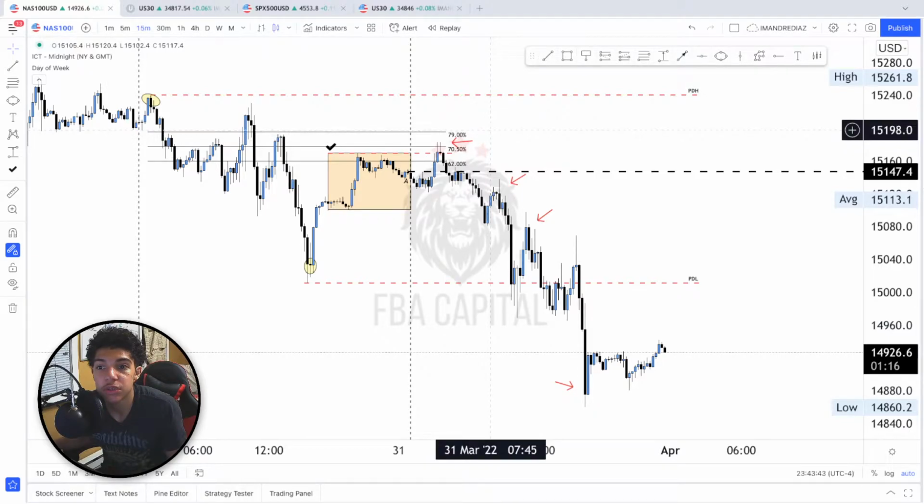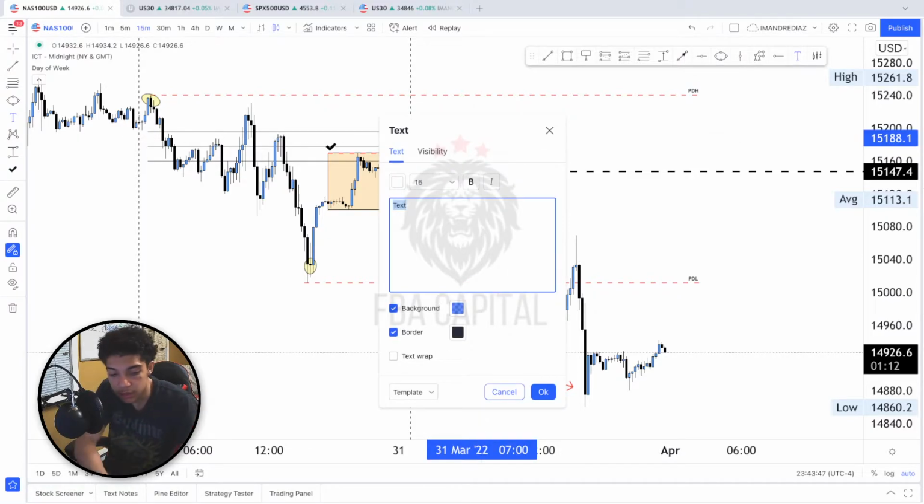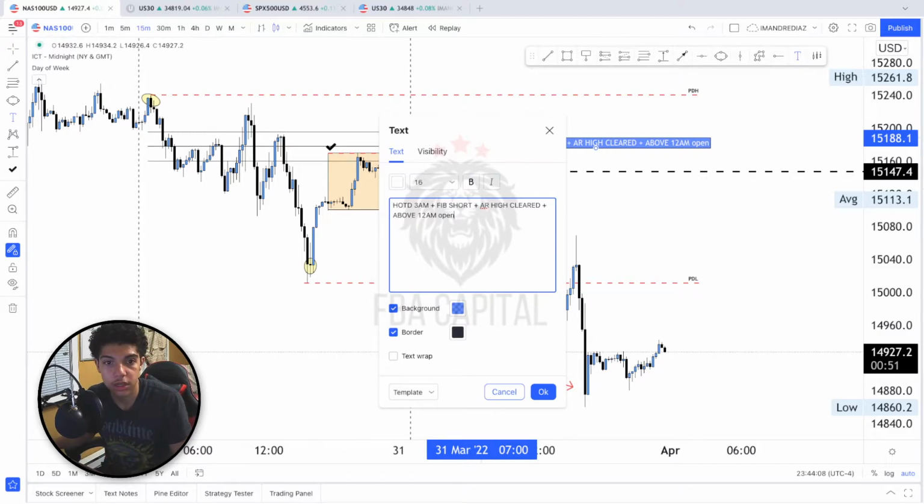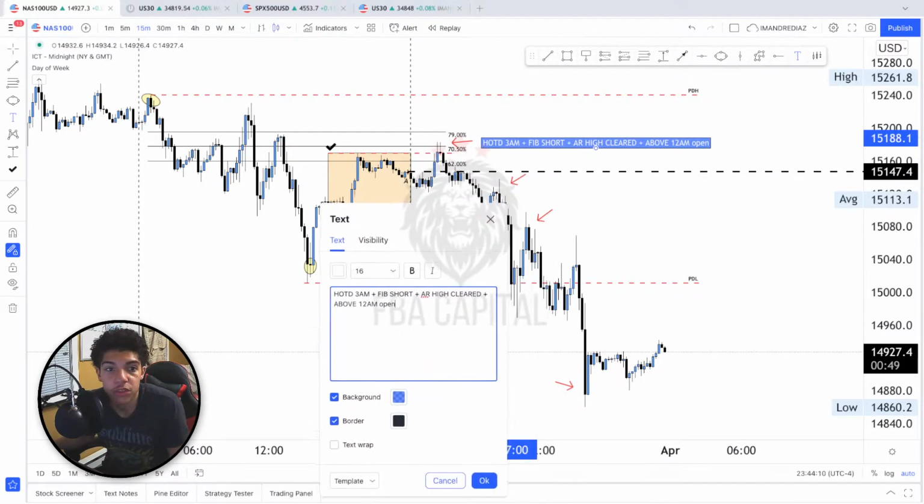So now let's annotate this and also pay attention. Price didn't tap into the 15,200 level, so I'm not going to annotate that. But nonetheless, we have the high of the day at 3 a.m. and our fib short from the previous day's high to the previous day's low. We also have the Asian range high cleared. Also, we were above the 12 a.m. open, just like that.